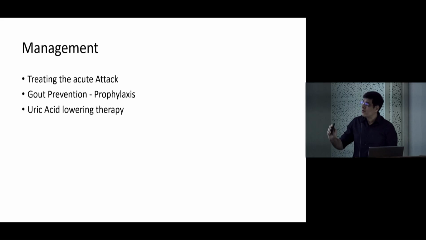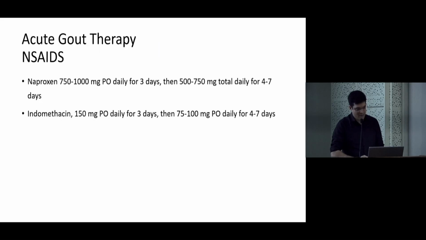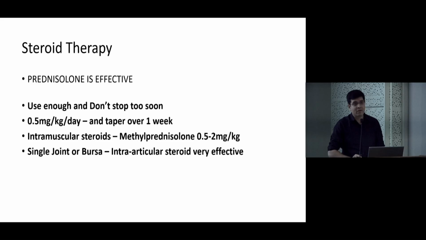So the management of gout is 3 parts. One is treating the acute attack, preventing the attack, and urate lowering therapy. So treatment is with NSAIDs and corticosteroids. Colchicine is not anymore used for an acute attack. So there's every hourly dose and till the patient gets loose motion, so that is not given anymore. And IL-1 blockers are not available. So these are the NSAIDs that we can use. Corticosteroids you can use either oral or intramuscular or an intra-articular injection.